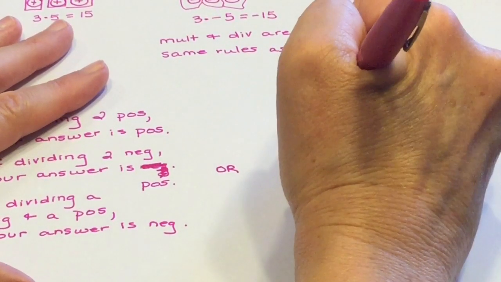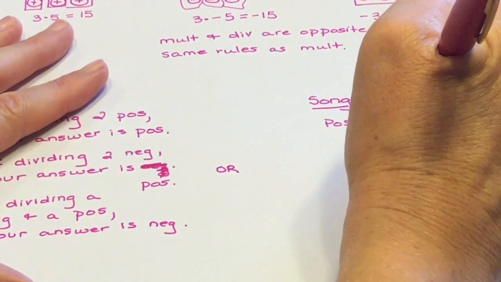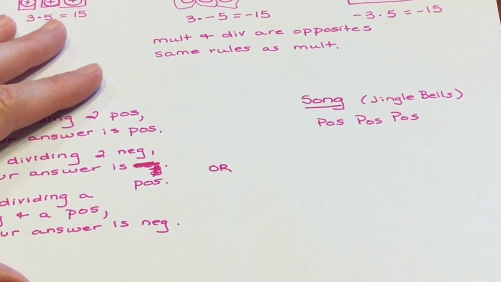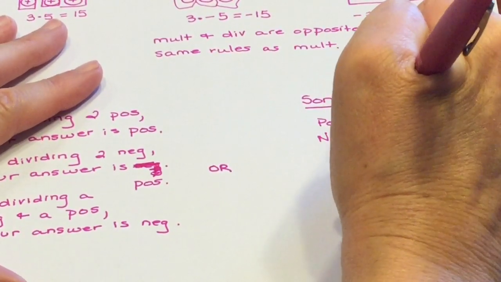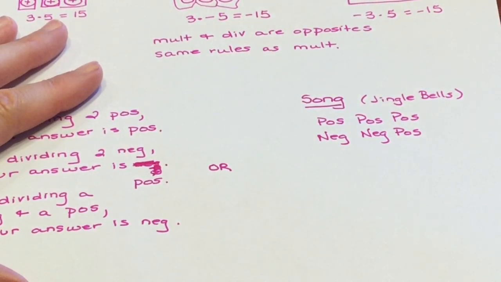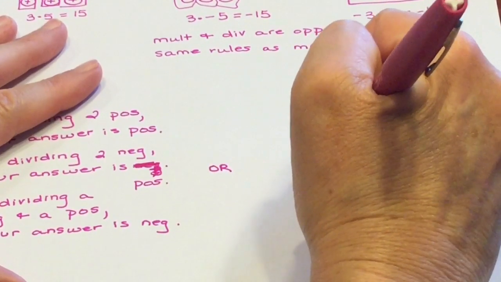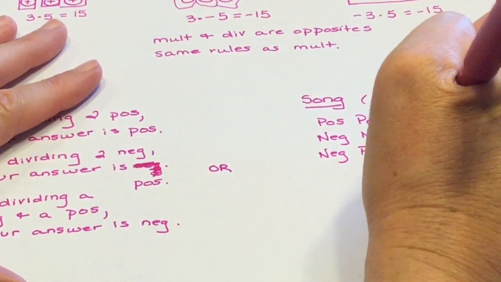a positive divided by a positive gives us a positive. A negative divided by a negative gives us a positive. A negative divided by a positive gives us a negative.